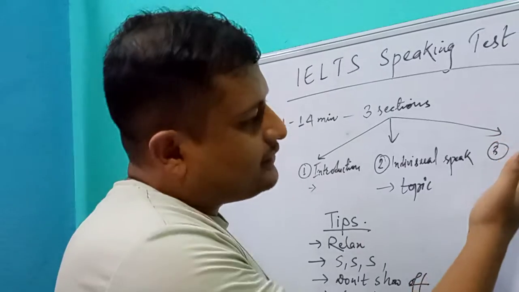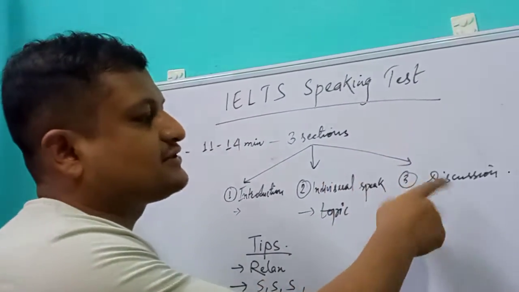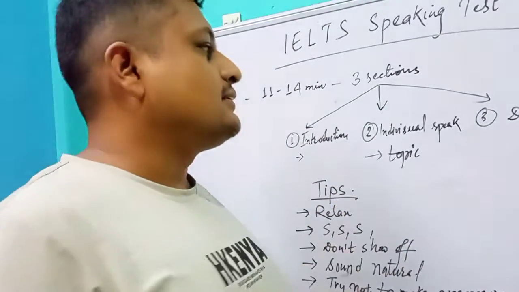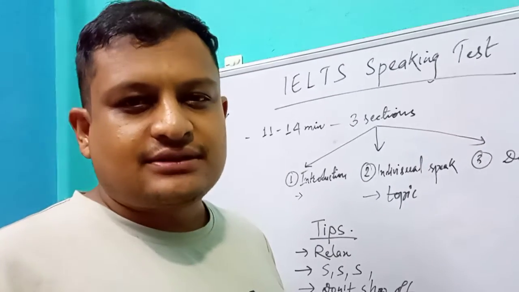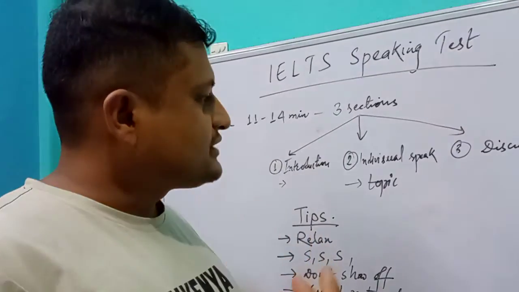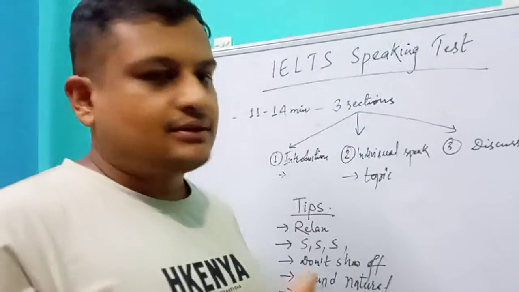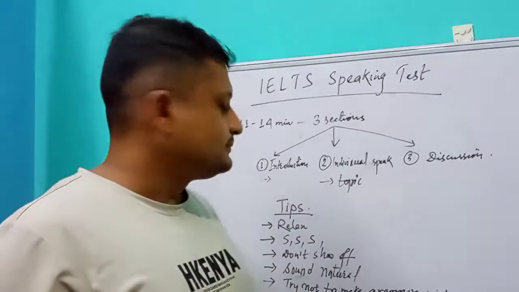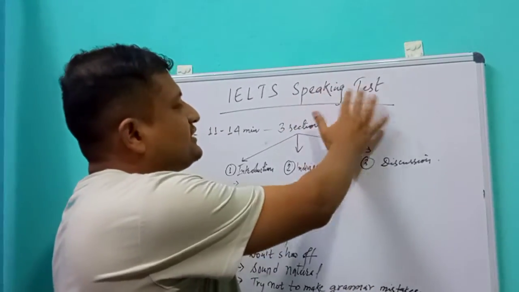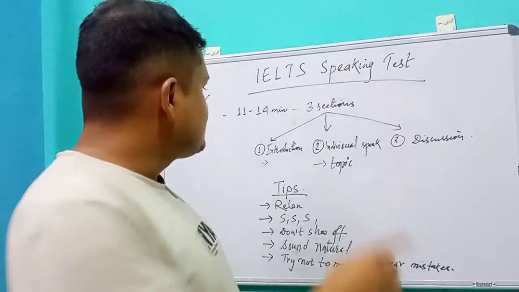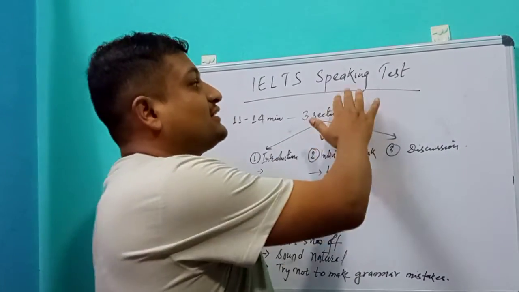And then after the second section is over, we'll go to the third section, that is known as the discussion part or the discussion section, where the interviewer will ask some other questions based on the second part, whatever you delivered something on. Okay, whatever you talked about. So this will complete the three sections of the speaking test. And now this is not as important as how we are going to make the speaking test better.